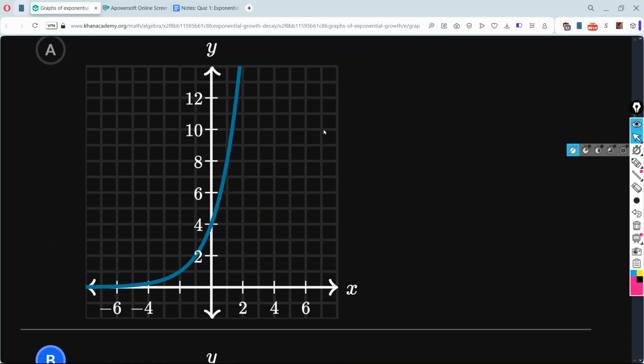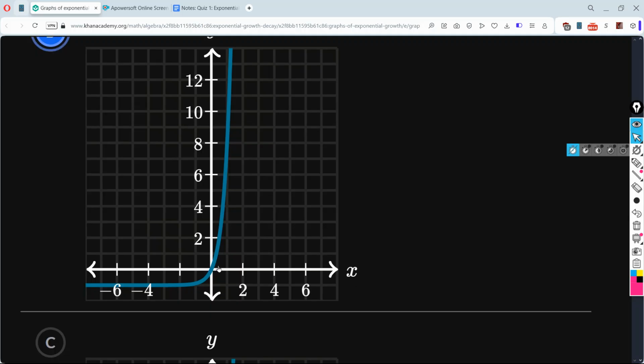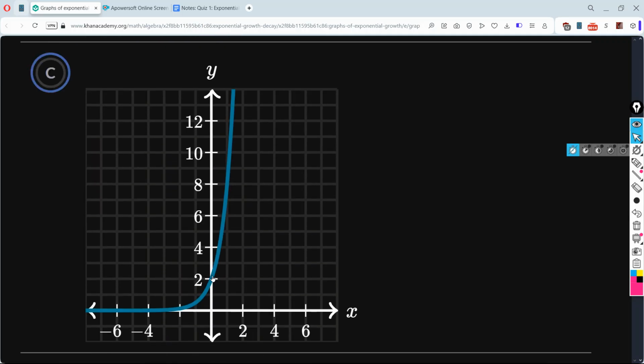Scroll down. This one starts at 4. This one starts at 0. This one starts at 2, and it goes to 8 at x equals 1. So that's it. Answer C.